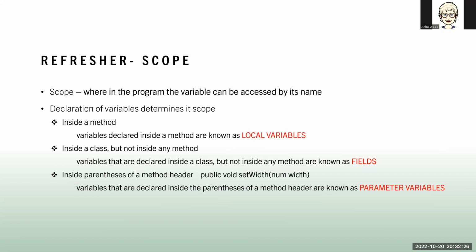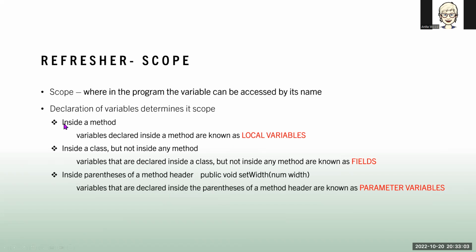It really is a nice refresher right here. Scope is where in the program the variable can be accessed by its name. Okay, that's a pretty simplistic definition, and hopefully as I go through this it will sink in. So I declare variables, and where I declare them is going to determine its scope, where I can access them. So think about the different places I can declare a variable.